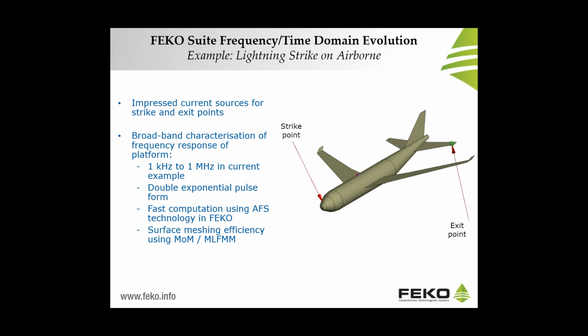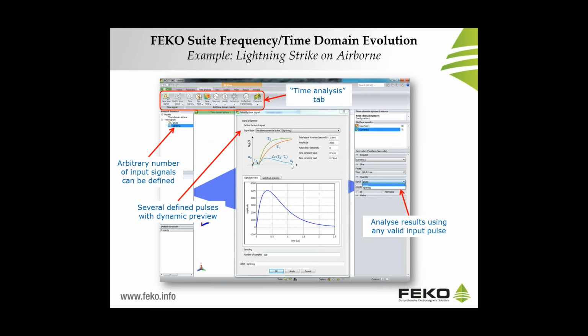To do so, we need to characterize the response of the platform from 1 kHz to 1 MHz using a specific pulse shape. Here you can see this double exponential pulse form. And we compute the currents within this frequency band, and then we just go to post-FEKO. In post-FEKO, we have a time analysis tab, which is indicated here in red. We then define and create a time signal with the required properties that you have in this dialog.